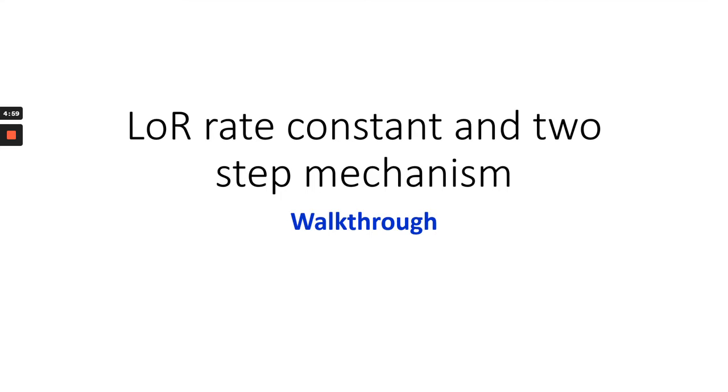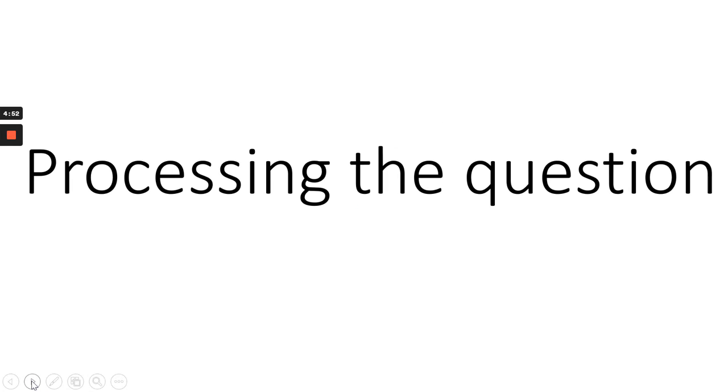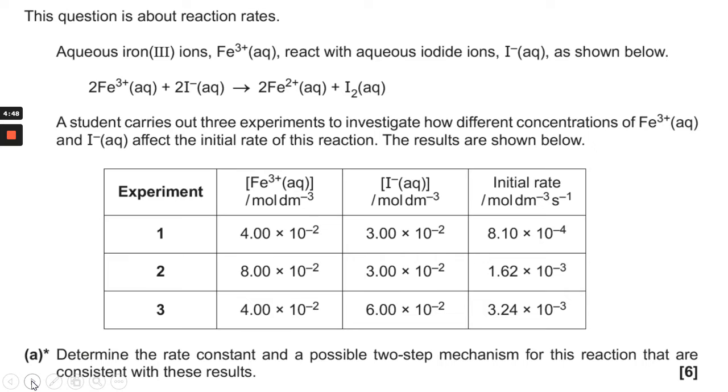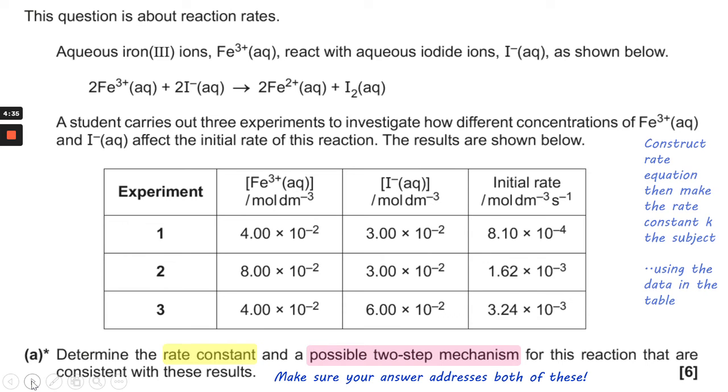Hi, and welcome to this walkthrough clip of a level of response question on rate constant and construction of a two-step mechanism. Let's look at how the question might be processed first. So looking at the question in its entirety, you can see there's an equation and there's also some initial rates data. You're asked to determine the rate constant and a possible two-step mechanism, so it's important to bear in mind both of those must be addressed in your answer.